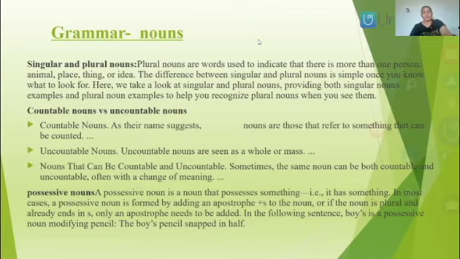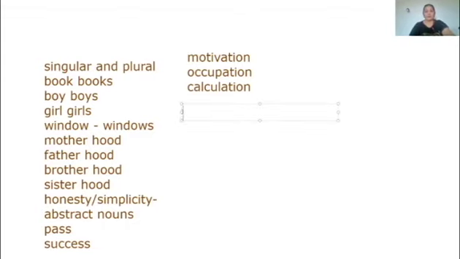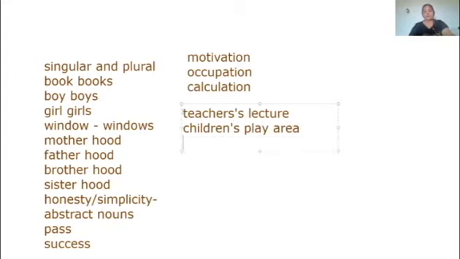Okay? So we'll take some more examples of possessive nouns. All right? Teacher's lecture. Okay. Children's play area. See, remember one thing, there's no word in English called children's alone. It's not there. So the area that belongs to children, we call it children's play area. Okay. People's representative.